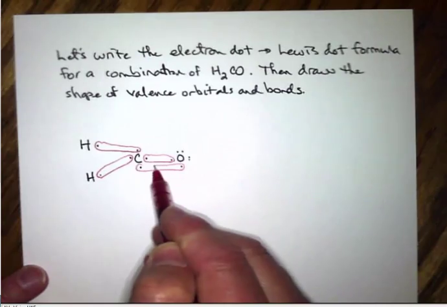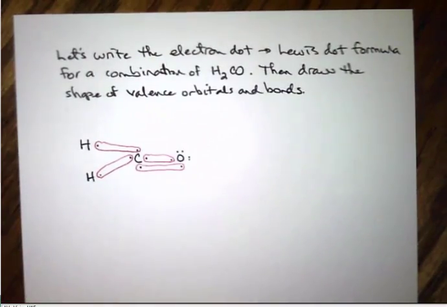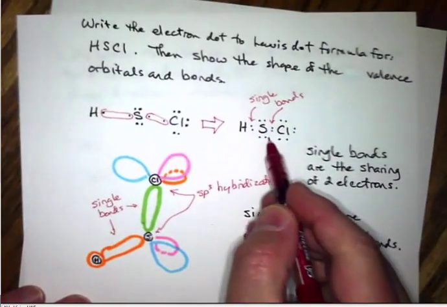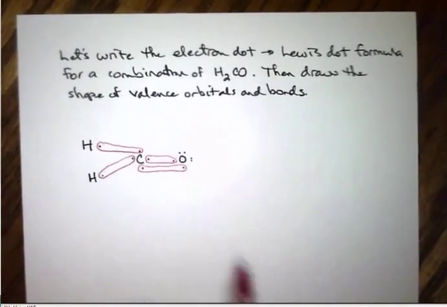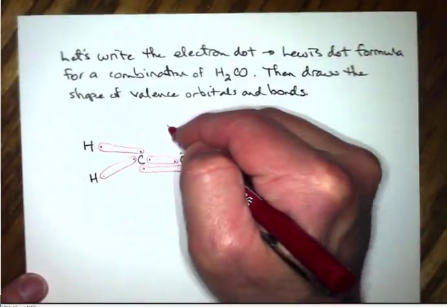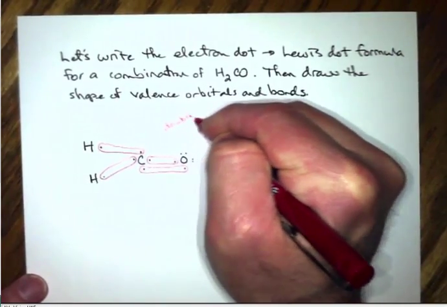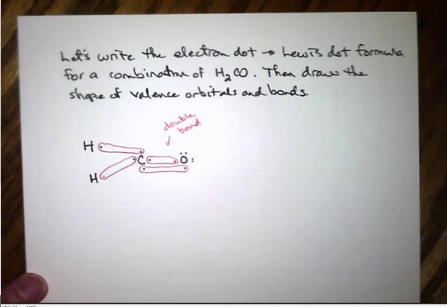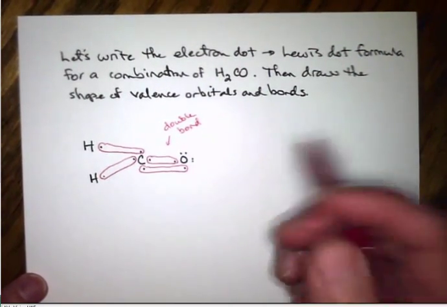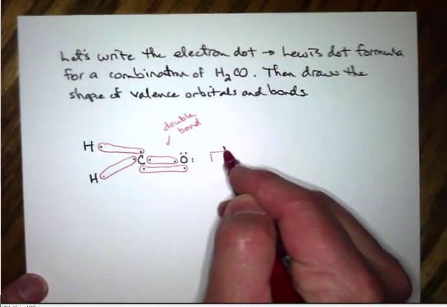So now we're getting into something called a double bond. Okay? These are single bonds because we're sharing 2 electrons. Now we're sharing 4. That's called a double bond. All right. We're going to put that together then into the Lewis dot formula.